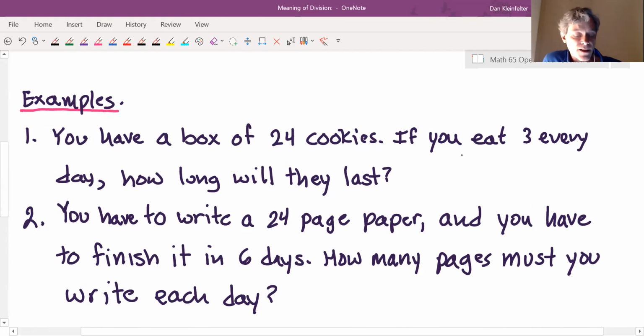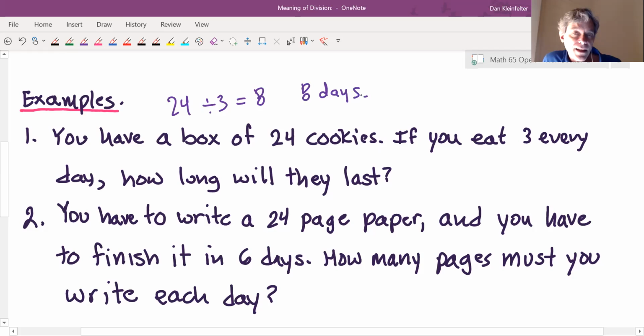How long will they last? Okay, well, we're taking 24 cookies. Picture doing this, okay? Visualization can help you. Picture you have the whole 24 cookies. If you put them into piles, 3 cookies for the first day, 3 cookies for the next day, 3 cookies for the next day, how long will it take till you run out? Well, you're putting a whole amount, 24 cookies, into piles of size 3. You're going to get 8 piles. So it's going to last 8 days.